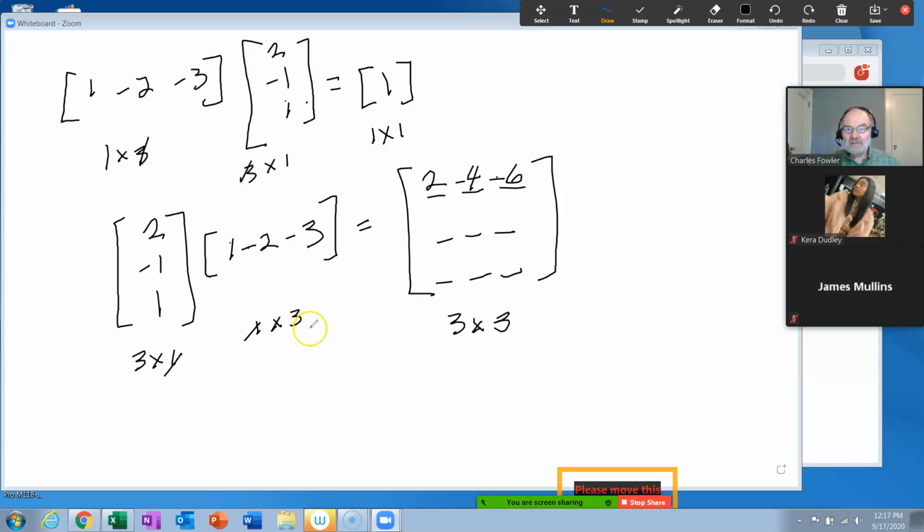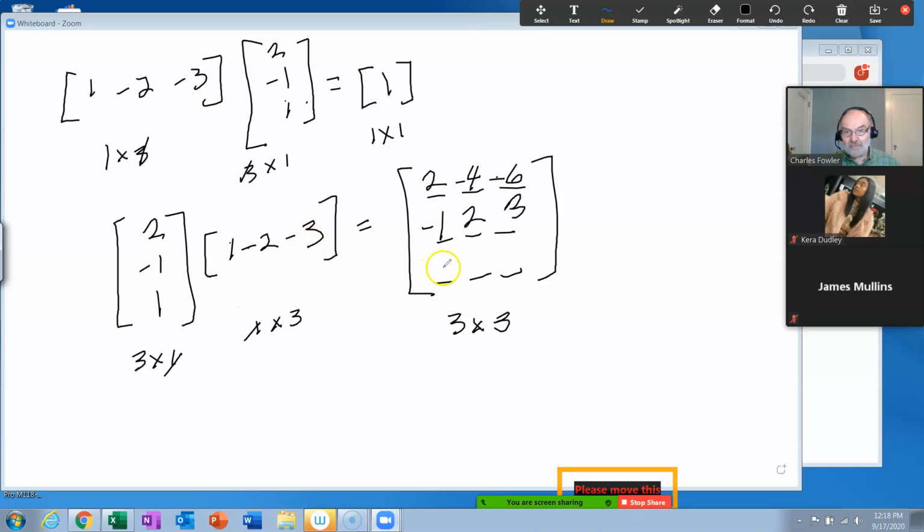Okay, let's go to the 2-1 entry here. Second row, first column. Second row here is a -1. First column here is a +1. That will be a -1. The 2-2 entry here, second row, second column, that's going to be a +2. 2-3 entry here, second row, third column, a +3.